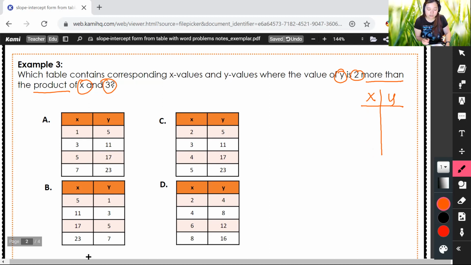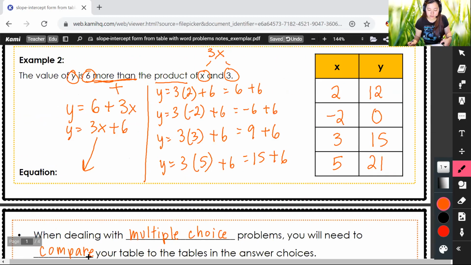So you want to choose x values that are here in these answer choices, right? Oh, I got a little ahead of myself. Let's do the equation first. Y is 2 more than the product of x and 3. So like I said, it is very similar to the last example we did.